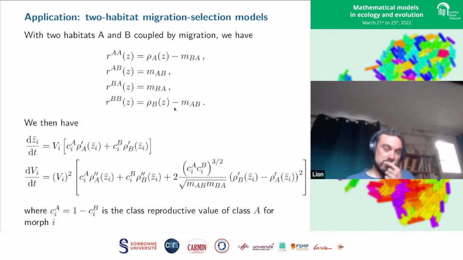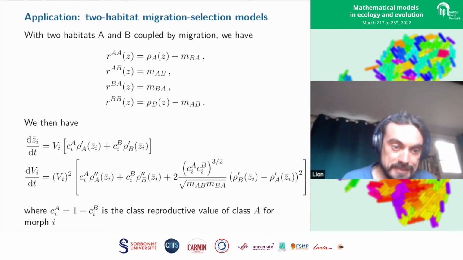And then if we do that, we can have equations for the dynamics of the morph means and morph variance in terms of the reproductive values, the derivatives of the fitness functions and the migration rates, and that's all. And it turns out that these reproductive values can be calculated using a quasi-equilibrium approximation.